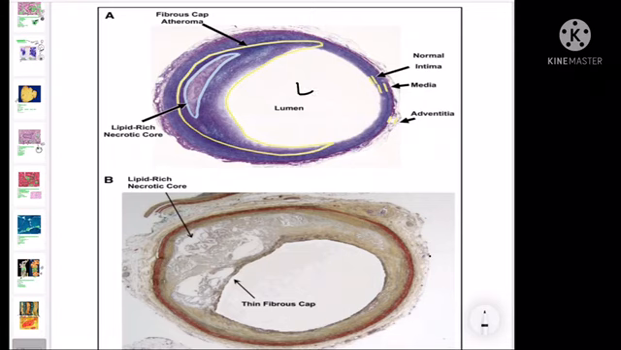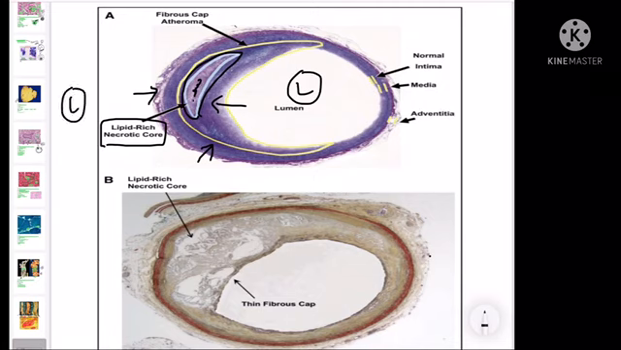We can see this is the lumen, tunica adventitia, tunica media, tunica intima. So in the tunica intima there is accumulation of lipid, and this is the lipid rich necrotic core, because inflammation is also happening here, because lipids accumulate, they oxidize, and they attract macrophages.